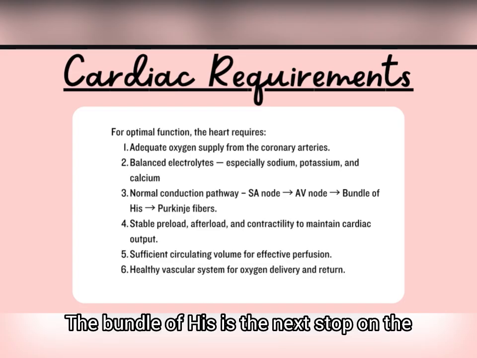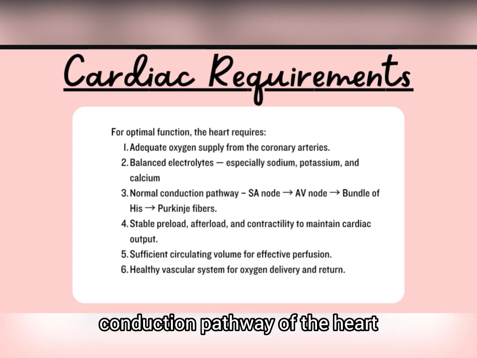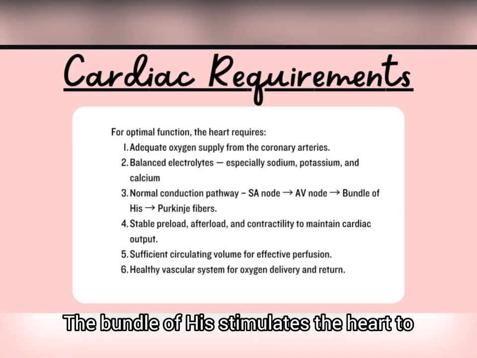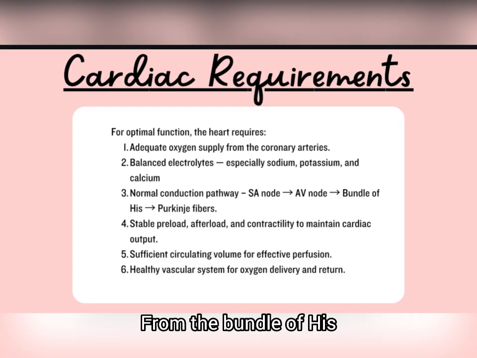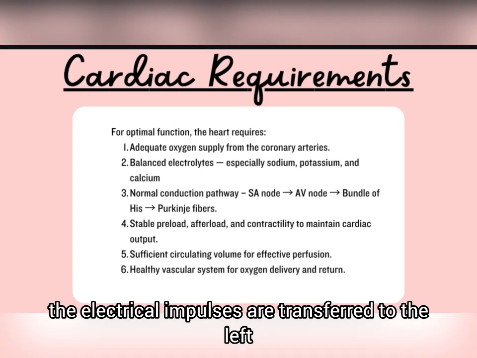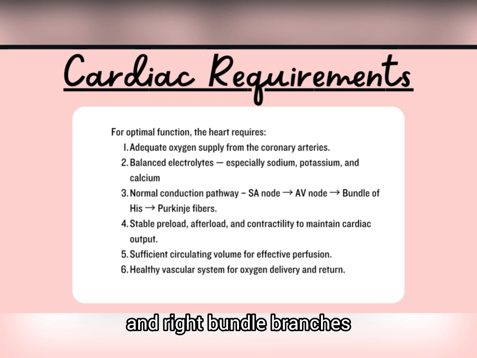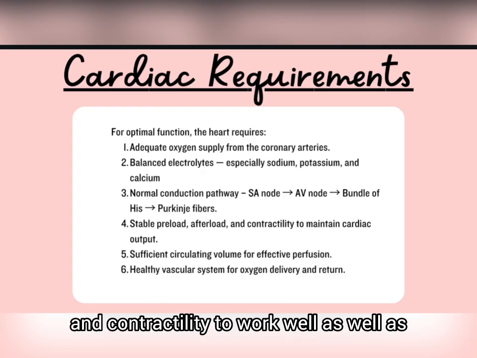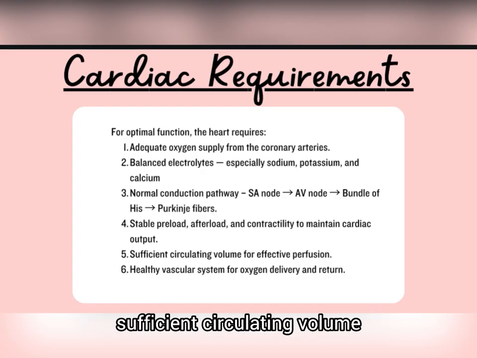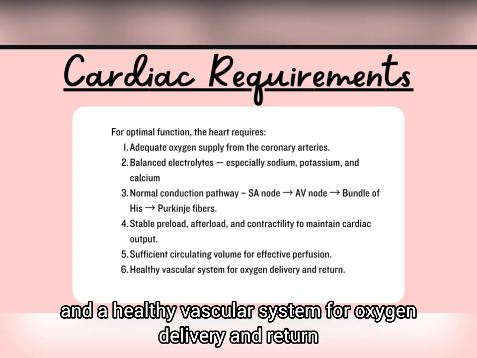The bundle of His is the next stop on the conduction pathway of the heart. The bundle of His stimulates the heart to beat at a rate of 20 to 40 beats per minute. From the bundle of His, the electrical impulses are transferred to the left and right bundle branches and then to the Purkinje fibers. The heart also needs a good amount of preload, afterload, and contractility to work well, as well as sufficient circulating volume and a healthy vascular system for oxygen delivery and return.